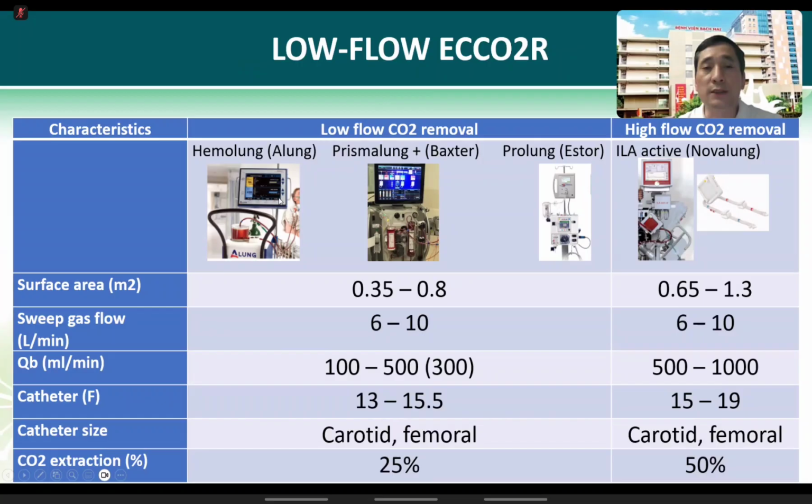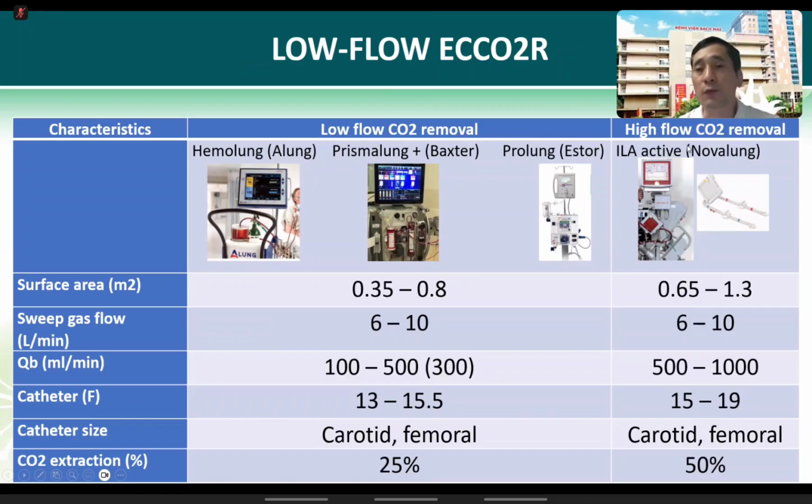Another option you can see is the Hemolung or Pulung or iLA Active Novalung. The difference between these two groups, you can see, is based on the filter surface area. In this one from Baxter, they have a surface area of 0.8 square meters, and then sweep gas and blood flow and catheter size and so on.